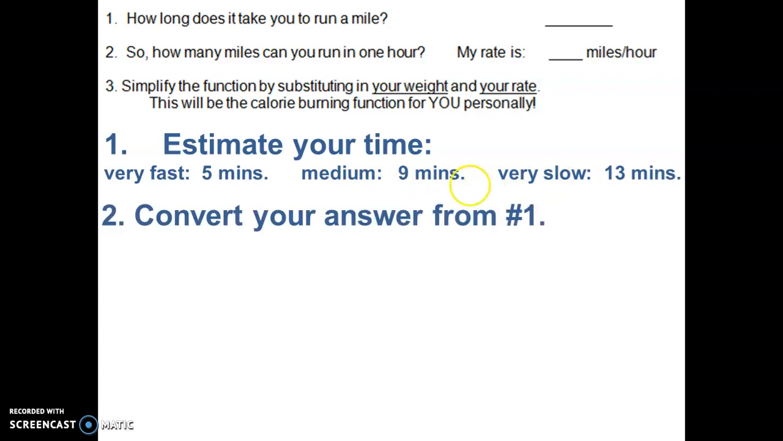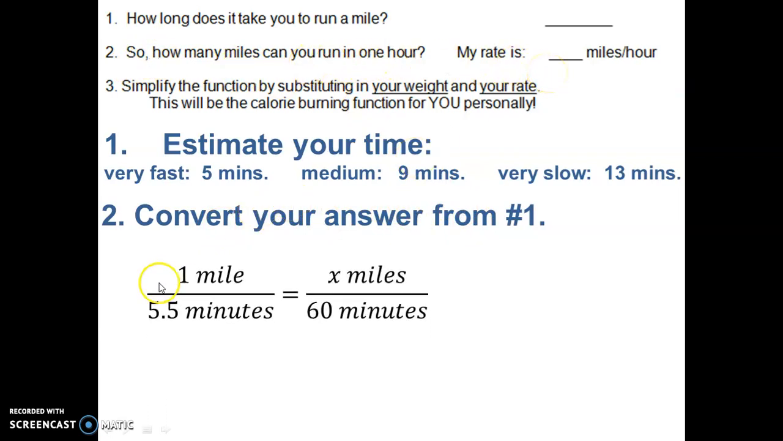Okay, then you're going to convert your answer from number 1, because number 2 says, how many miles do you run in 1 hour? Here's how you would do it. This is for me specifically. I'm going to say for running 1 mile, it takes me 5.5 minutes. I'm a pretty quick runner for long distance running. So 1 mile takes me 5.5 minutes.